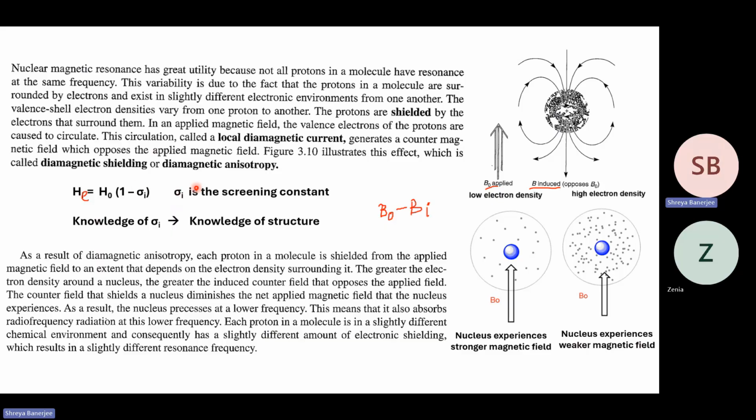So sigma I will give us an idea about the electron density around the nucleus. So it will give us an idea of the structure as well. This is the very basic principle of how NMR helps us understand the structure.